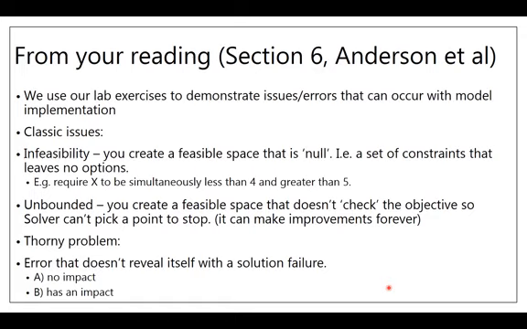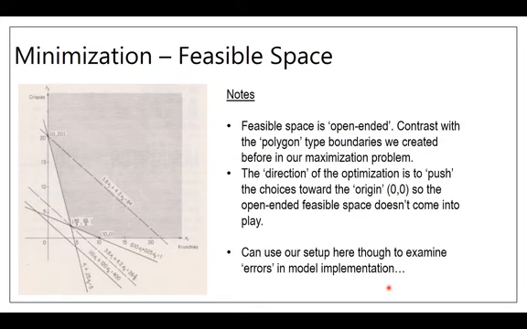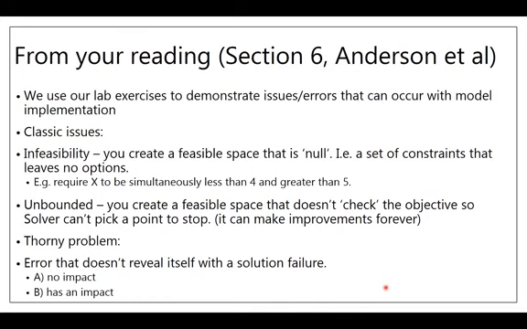Okay, so we are going to use this model and this setup to examine some different errors that could occur in model implementation. So I have a few of these that we should talk about, and they are covered again in Anderson. I think it's in section 6 of that chapter, but it's what I called reading 2, right? So the second half of that Anderson chapter. We're going to use this lab, and we're going to look at 2 classic issues.